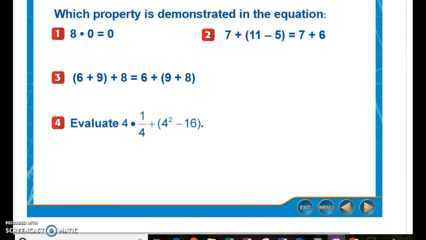We're going to evaluate. So first you're going to do the parentheses, 4 squared, and do the exponent inside because that's first inside the parentheses. So this will be 4 times 1/4 plus 16 minus 16. Do that next, easy peasy. So this is 4 times 1/4 is what you have left, which just equals 1.